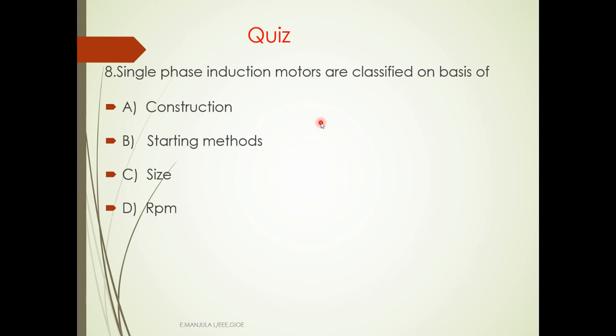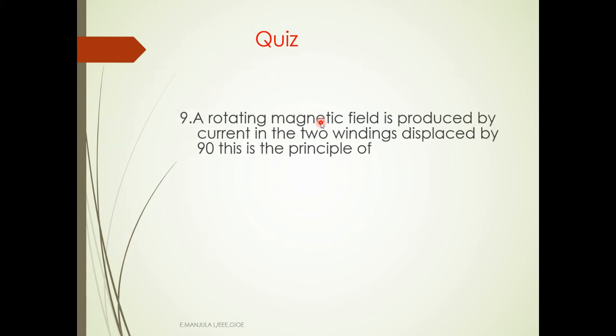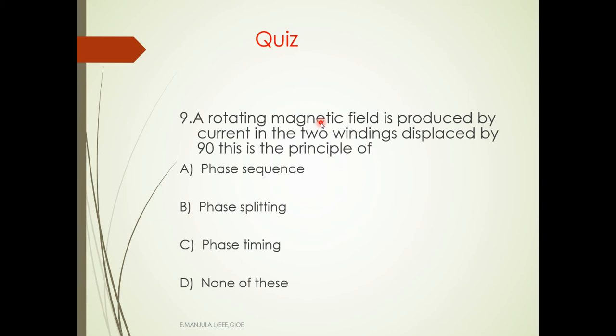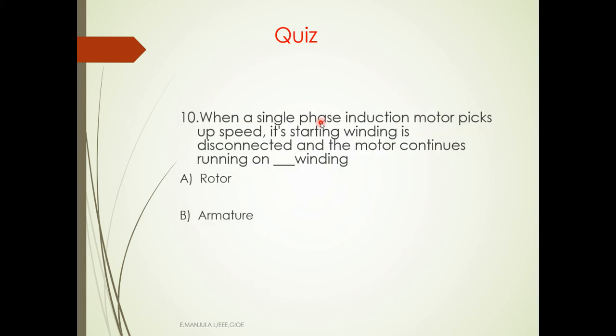Single phase induction motors are classified based upon starting methods. A rotating magnetic field is produced by current in two windings displaced by 90 degrees. This is the principle of phase splitting. When a single phase induction motor picks up speed, its starting winding is disconnected and the motor runs on the main winding.